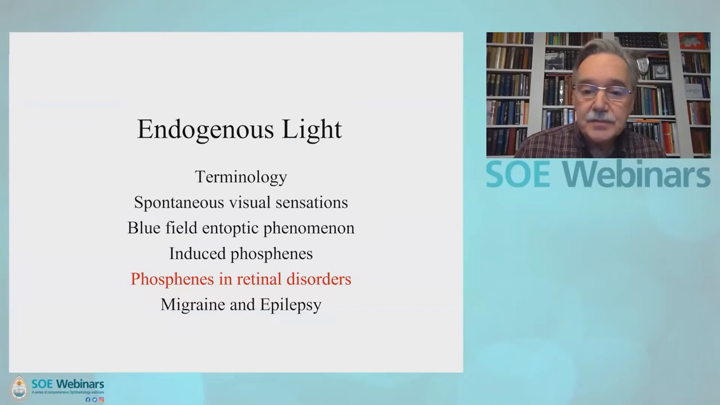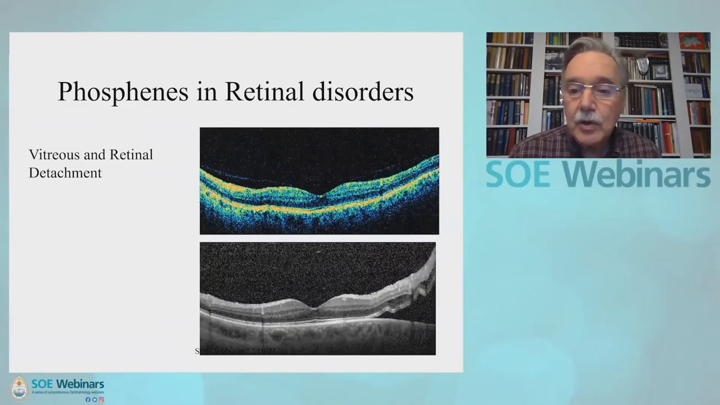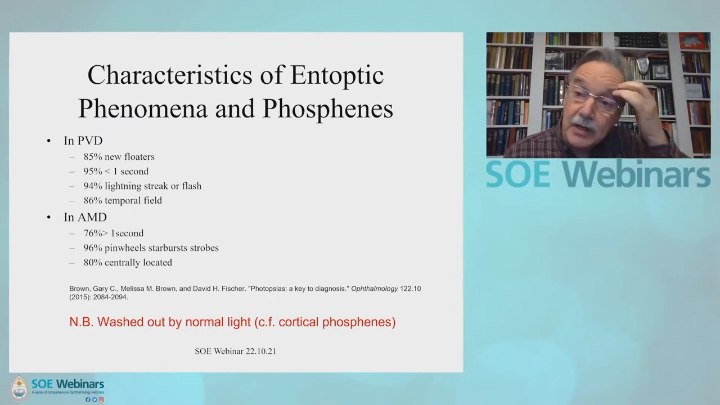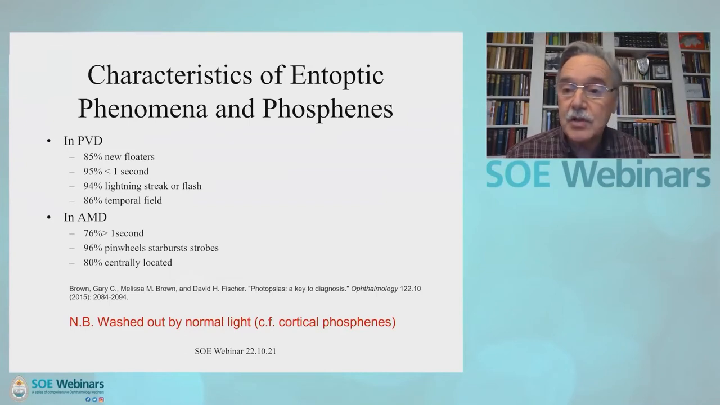Phosphenes in retinal disorders. Well, all the ophthalmologists are familiar, of course, with vitreous and retinal detachments. And attempts have been made to differentiate the different types of phosphene entoptic phenomena here in this particular study, looking at the difference between PVD and macular degeneration. But it should be emphasized again that these are all washed out by normal light. So they're sometimes confused with migraine, but cortical phosphenes are not.